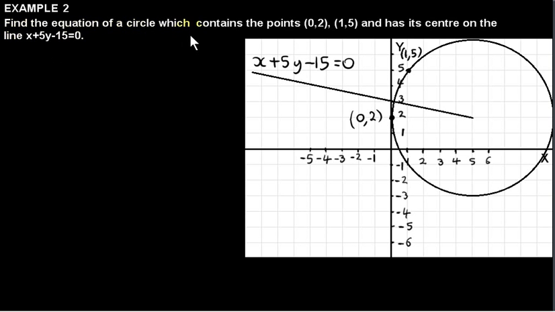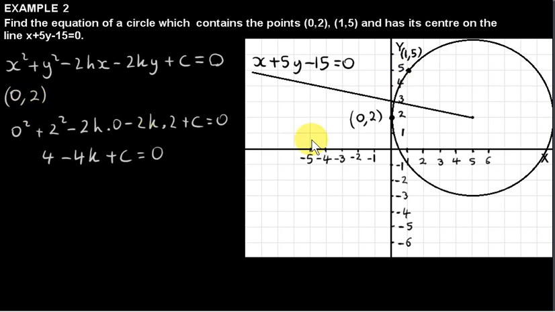Find the equation of a circle which contains the points 0, 2 and 1, 5 and has its centre on the line x plus 5y minus 15 equals 0. So here's the picture. Here are the points 0, 2 and 1, 5. The centre of the circle is actually located here. It's a point on this line. It turns out that there is only one circle whose centre is on this line and passes through these 2 points.